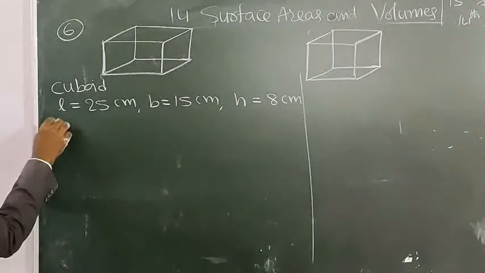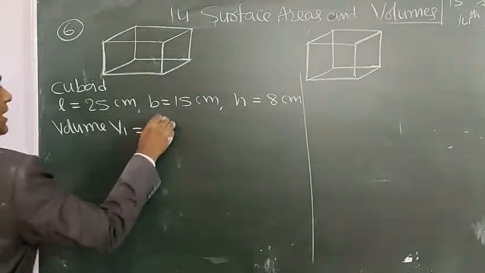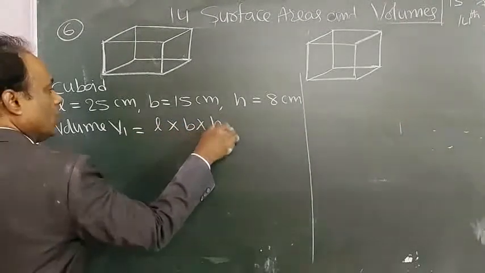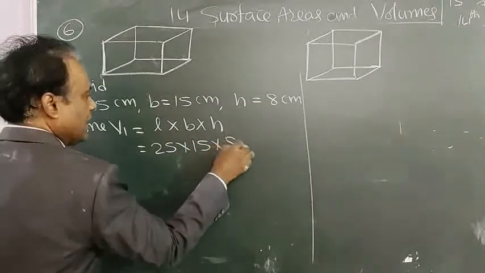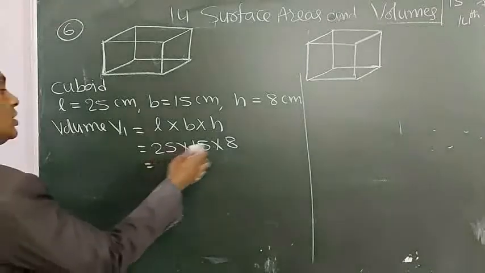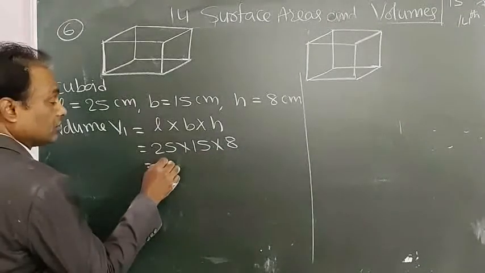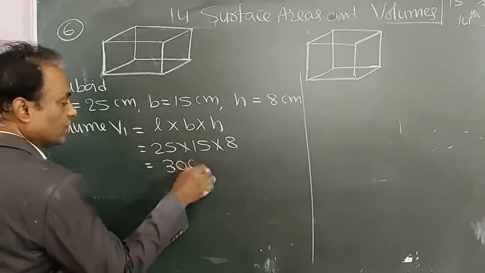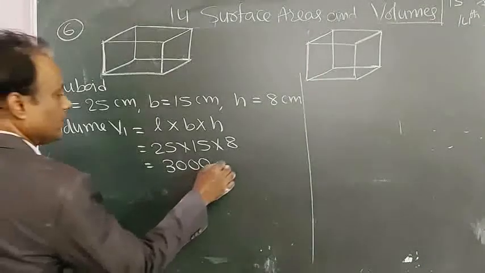Volume we have to find. What is the volume formula? Length into breadth into height. 25 into 15 into 8. 25 into 8, 200. 200 into 15, 3000 centimeter cube.